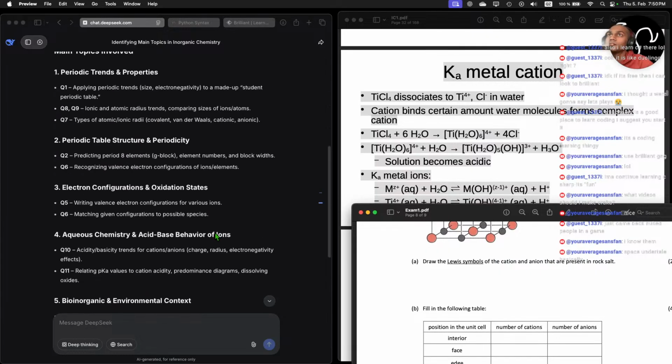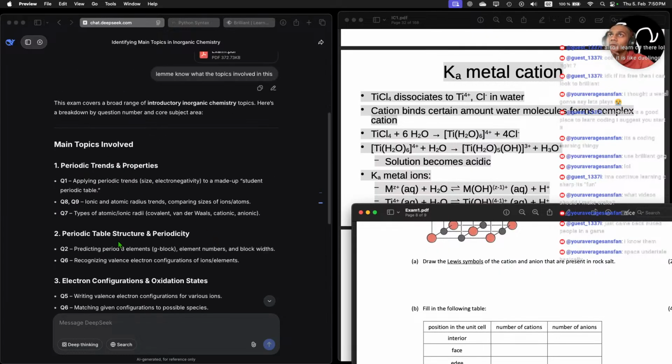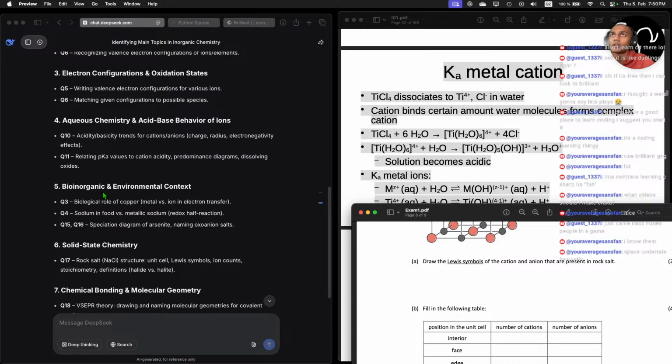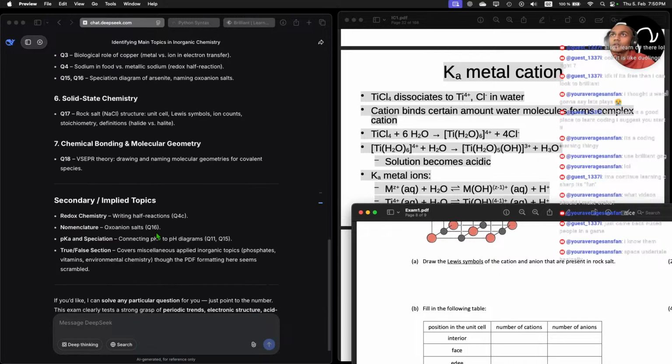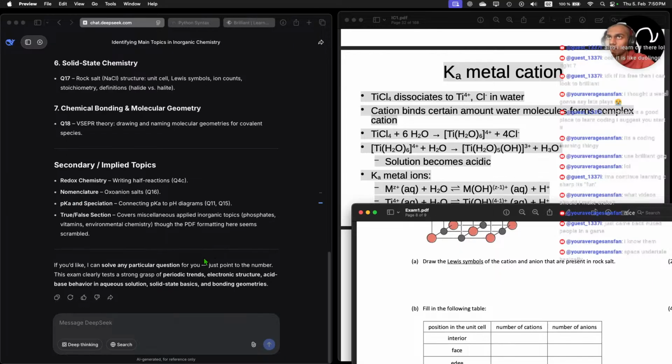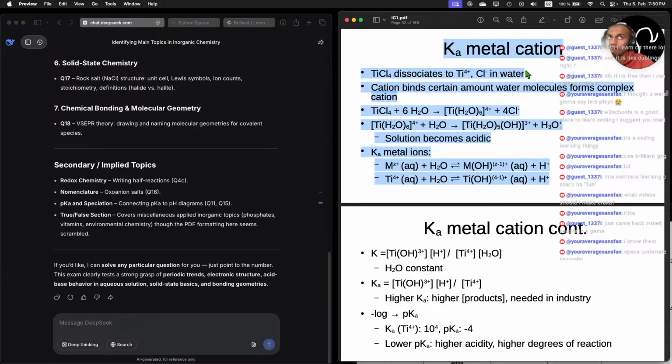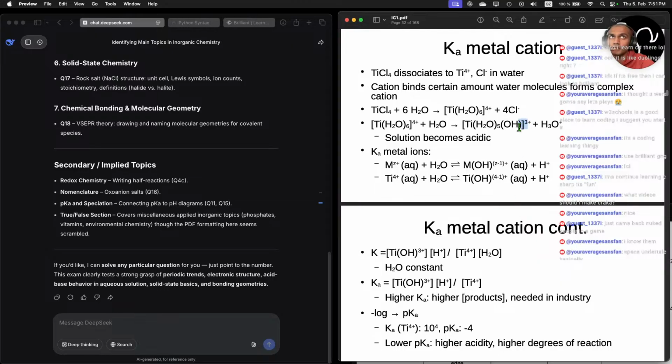Okay, there we go. Periodic trends, periods, periodic table structure, and periodicity. Electron configuration, aqueous chemistry, and acid-base behavior in ions. Ions, bio-inorganic environment context, solid state chemistry. Okay, okay, okay. A cation binds a certain amount of water molecules to form complex cations. This one is what acts as, okay. No, this acts what?